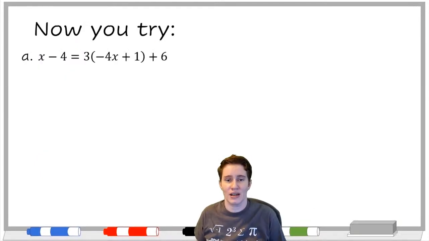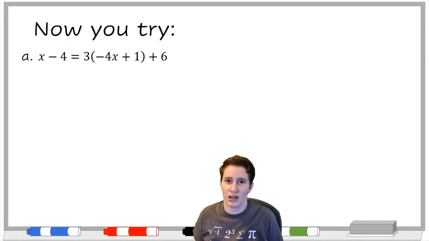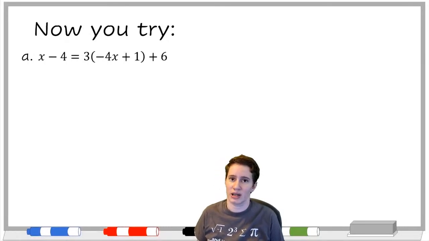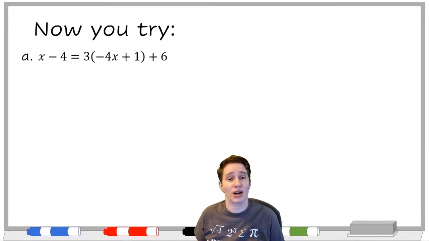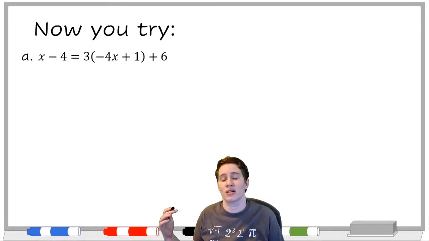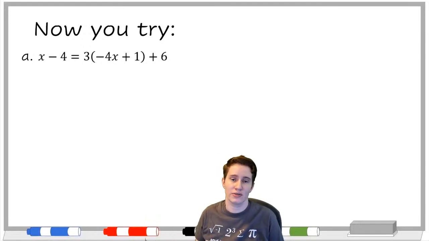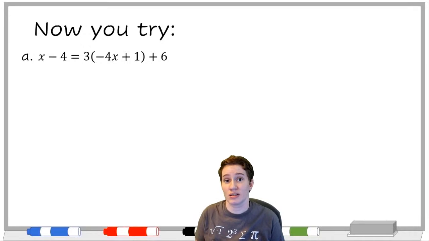Alright, we've reached the now you try. So 2 problems here, A and B, for you to try on your own. Pause the video, start it back up when you're ready. If you can't make it through the whole problem successfully, that's fine. If you've got a friend, sibling, parent, other relative, or other acquaintance who can help you find your mistake and figure out what you're doing wrong, that's great.